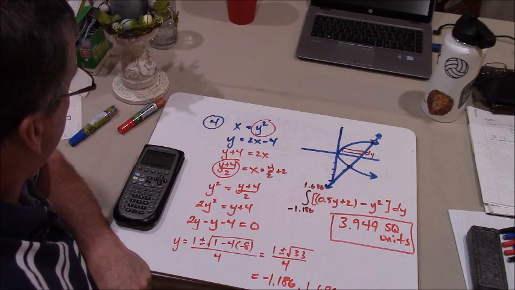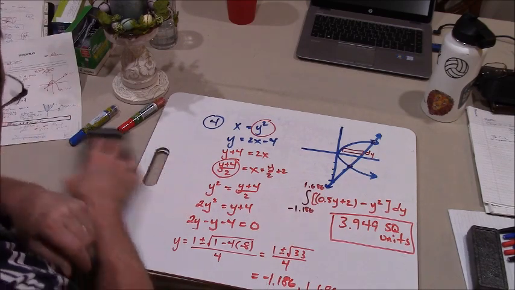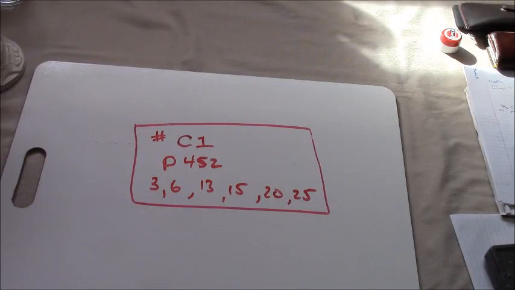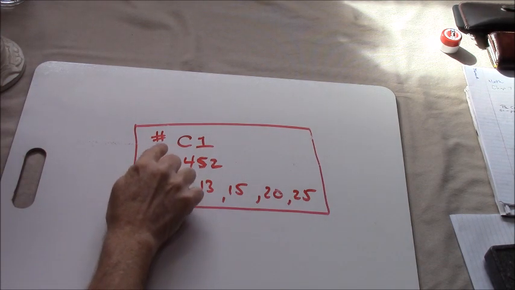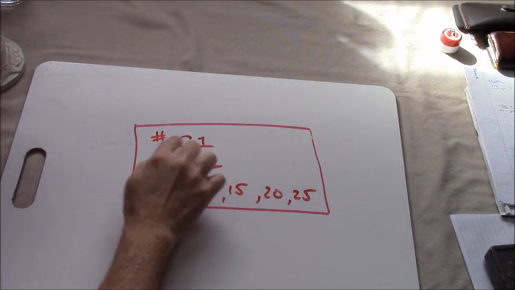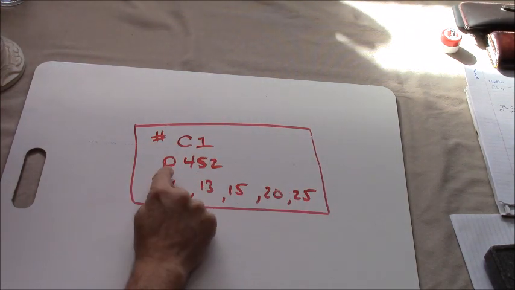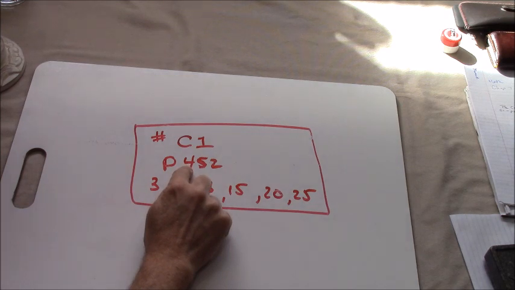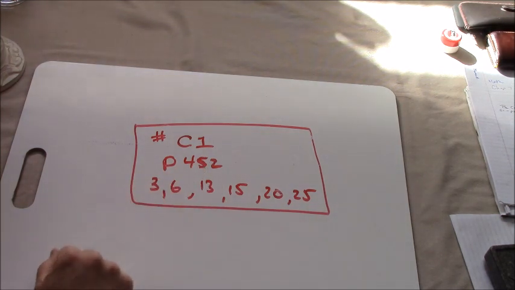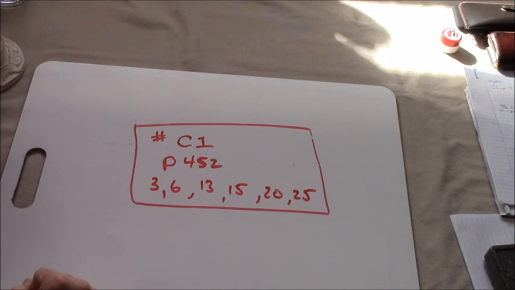All right, that's what I have for you guys for today. So here's our assignment. I'm going to call this assignment number C1, C for coronavirus. So we're going to do page 452, problems 3, 6, 13, 15, 20, and 25. And that'll be it for today. I will see you guys on Wednesday.